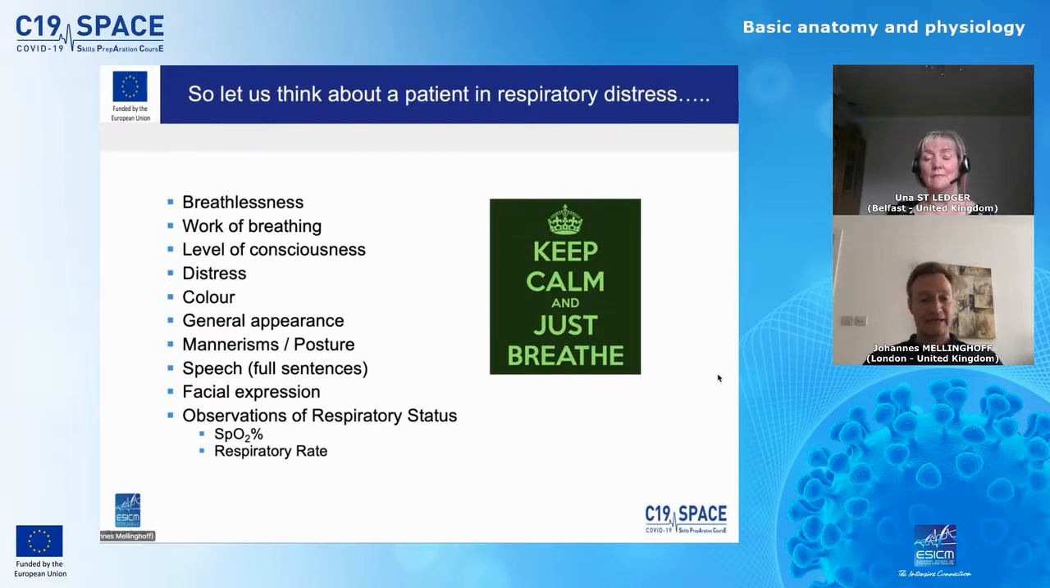In all those cases, we routinely collect quite a bit of important information, like, we already alluded to, the peripheral saturation or the respiratory rate. All the other factors that I mentioned in the slide are also important and give us an idea of how well or badly the patient is doing.